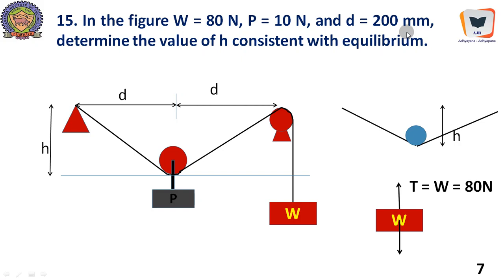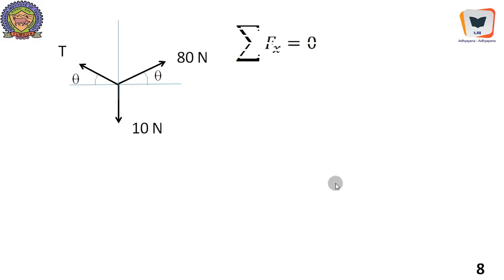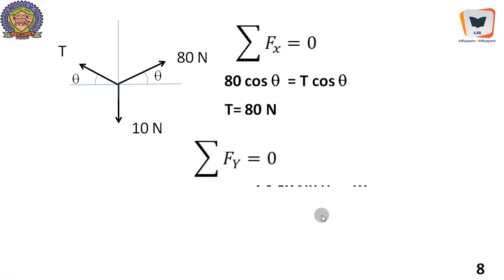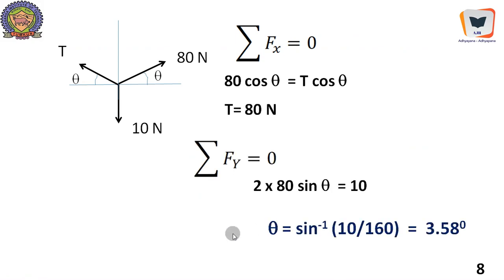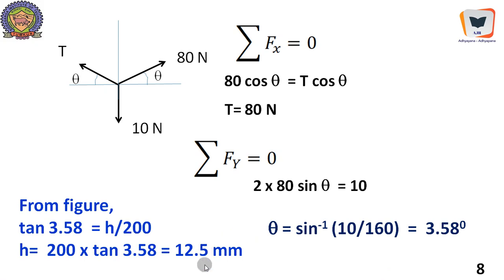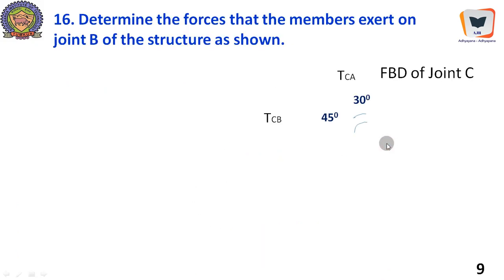The distance is 200 millimeter. Therefore, tan theta equal to opposite by adjacent. Opposite is H, the unknown. The adjacent is 200 millimeter. Therefore, we will get to know the height of depression, how deep the wire comes down. It is equal to 12.5 millimeter.